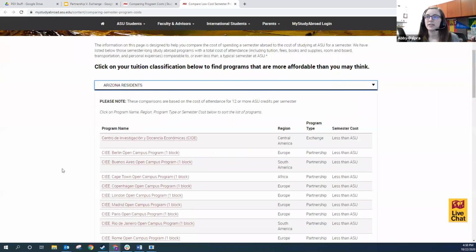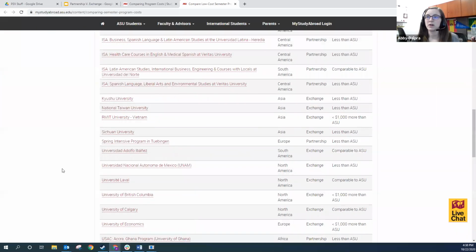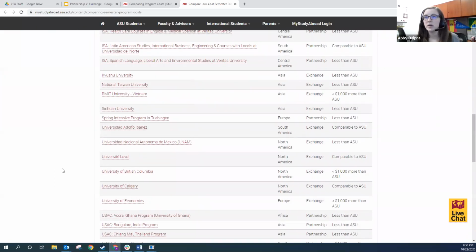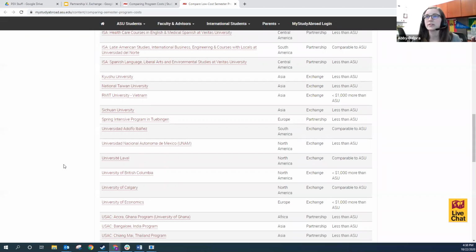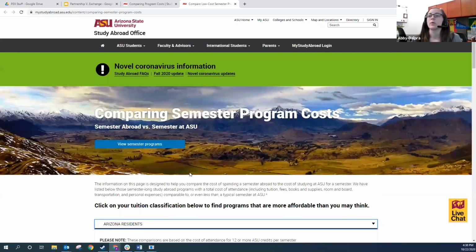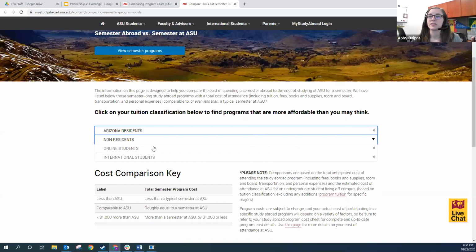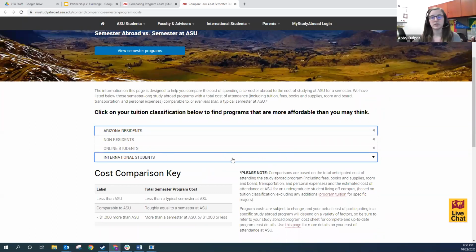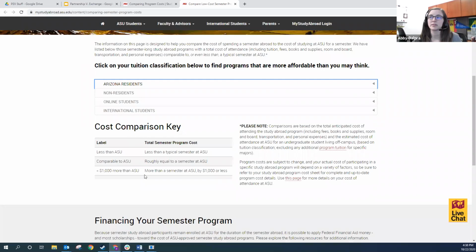If you're an Arizona resident, these are the programs that are similar in cost to ASU, maybe less expensive. They would typically be less expensive if the cost of living in the country you're going to, like for an exchange, is lower than in Tempe, Arizona. Then it's going to be comparable or less. If you are non-resident, online, or international, you can click on those and look at the cost comparison key as well.